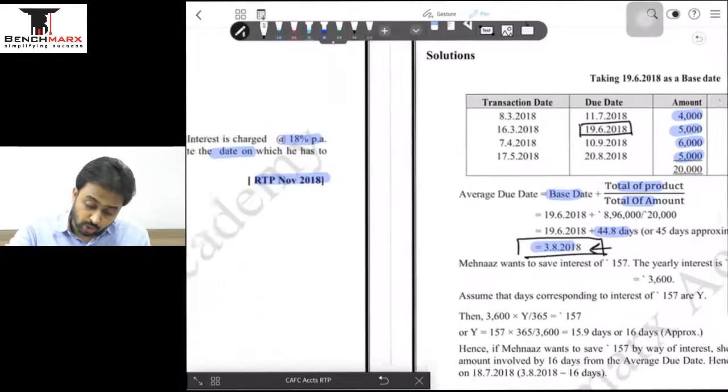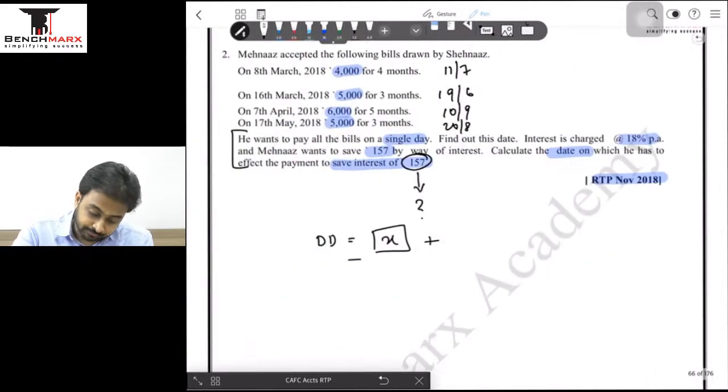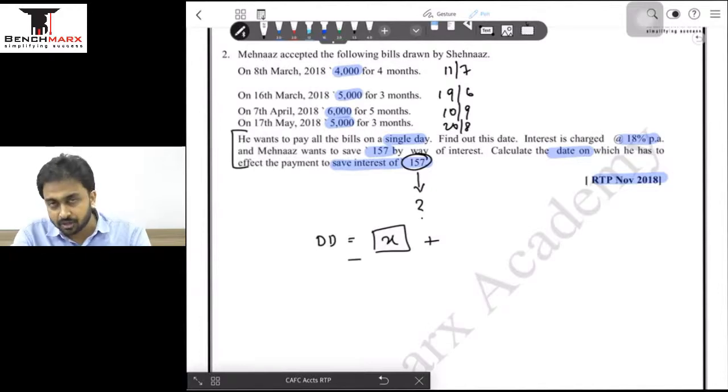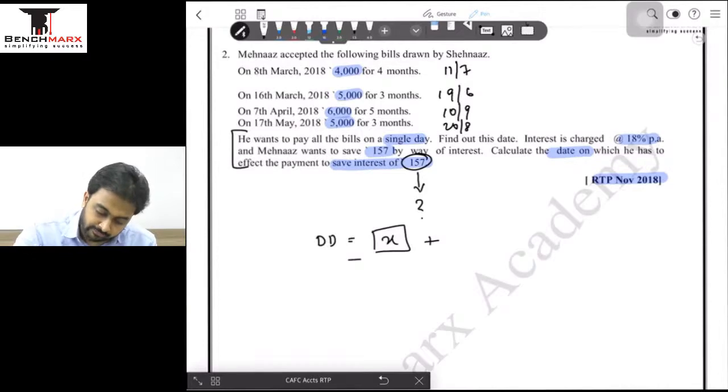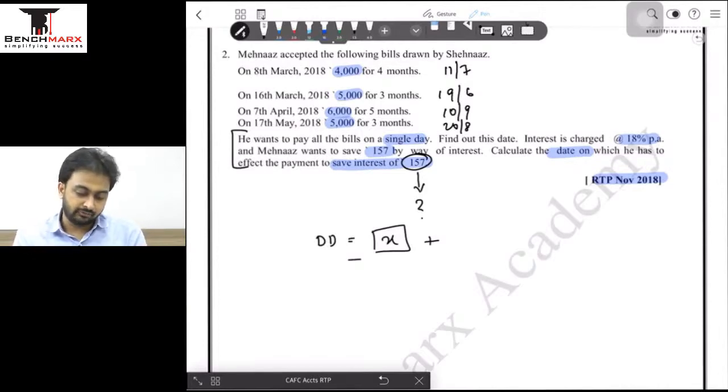Now who wants to avoid interest? It is Mehnaz. Mehnaz is the borrower. Now if she wants to save interest, she will have to pay before the due date. Now we have to work out how many days before she has to pay. Now some number of days, if the payment is preponed by x number of days, then what is the total amount of borrowing? 4 and 5, 9, 9 plus 6, 15, 15 plus 5, 20.